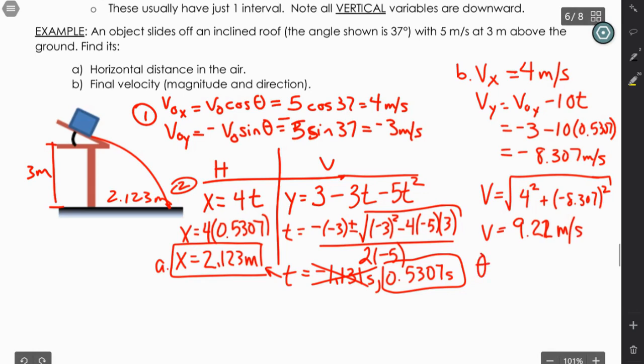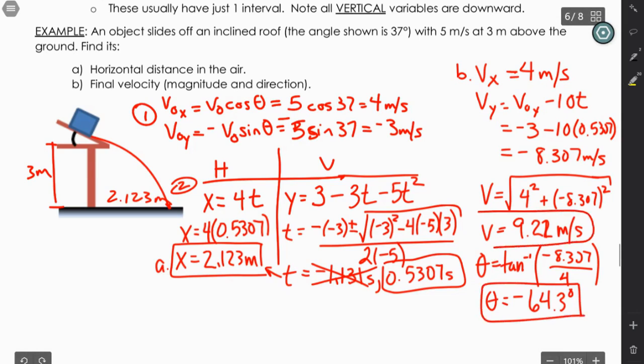And again, to find the angle, we're going to do inverse tangent of our y value over our x value. So in this case, negative 8.307 divided by 4. And that's going to be an angle of negative 64.3 degrees. The negative sign just means that it's impacting the ground down and to the right. So there's our part B.